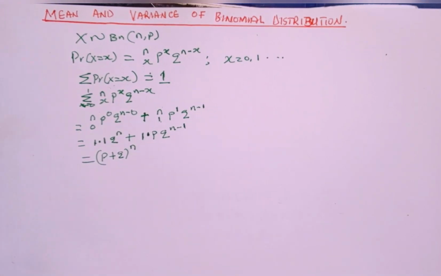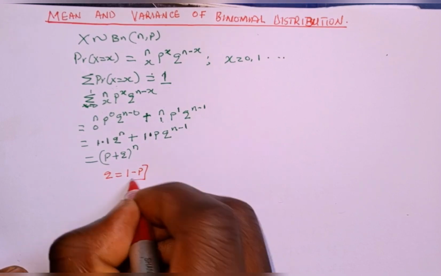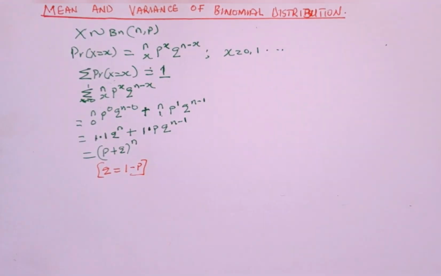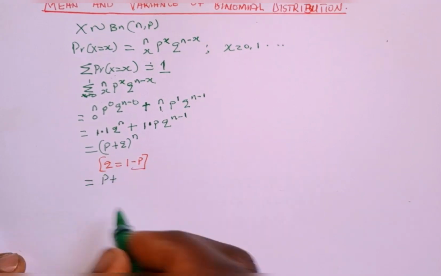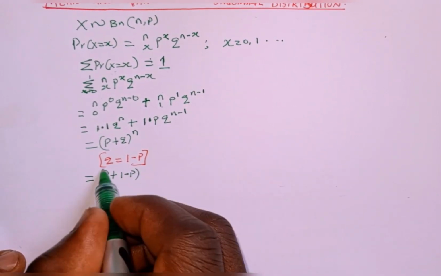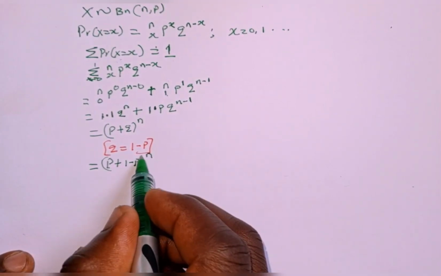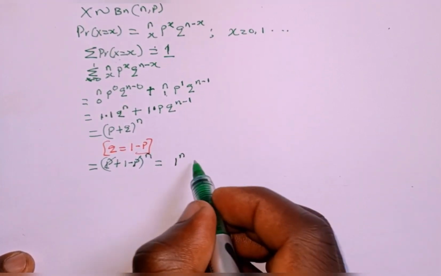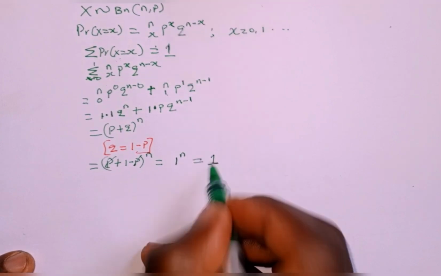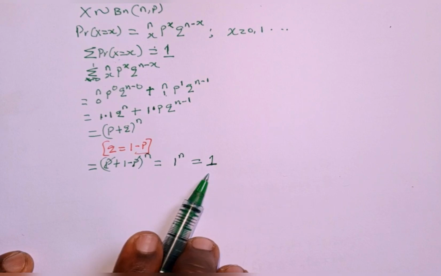And recall that q, which is the probability of failure, is the same as 1 minus p. So anywhere we see q, we are going to replace it with 1 minus p. So this is going to be equal to p plus, in place of this q, I will replace 1 minus p, all to the power of n. And remember, this is positive p and this is negative p, so they can cancel. So in this bracket, we are left with 1 raised to the power of n. And 1 raised to the power of n is the same as 1. So therefore, the sum of this probability function is the same as 1, we have shown.